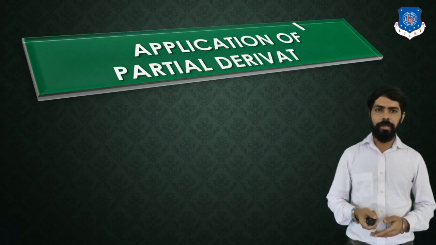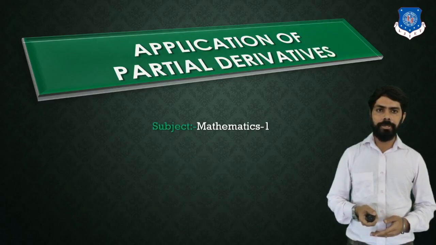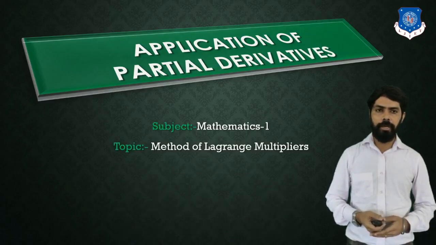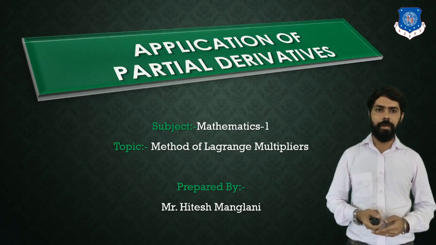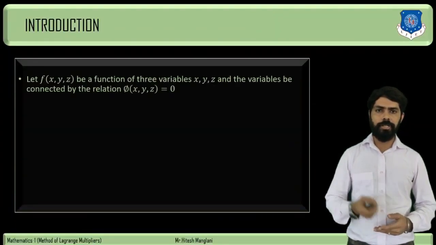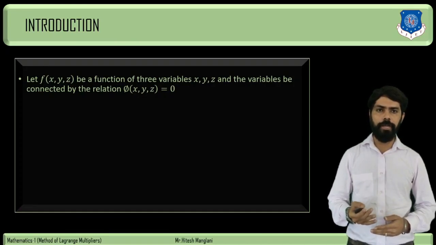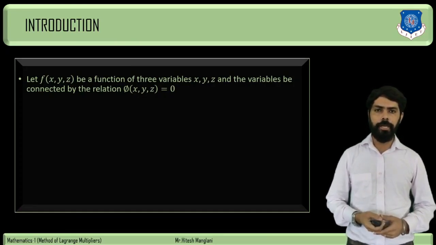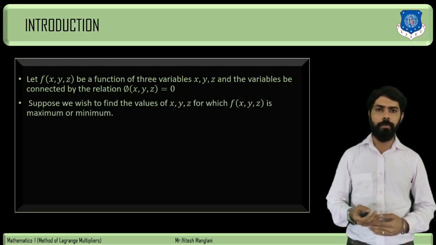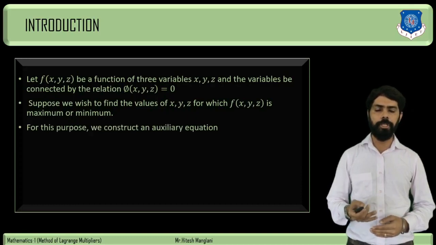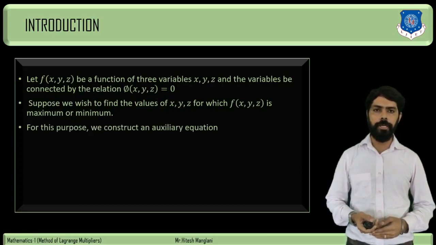So today we will discuss the topic that is method of Lagrange multipliers of the chapter application of partial derivatives. So first of all, what is called the method of Lagrange multipliers? Suppose f of x, y, z is a function of three variables x, y and z, and the variables are connected by the relation phi x, y, z is equal to 0. And suppose we wish to find the values of x, y, z for which the function is maximum or minimum. Then for this purpose we will construct an auxiliary equation.